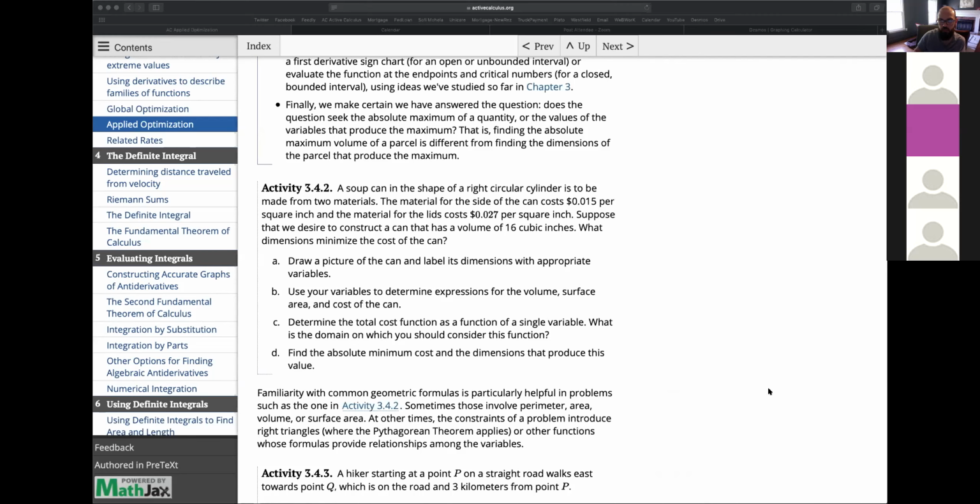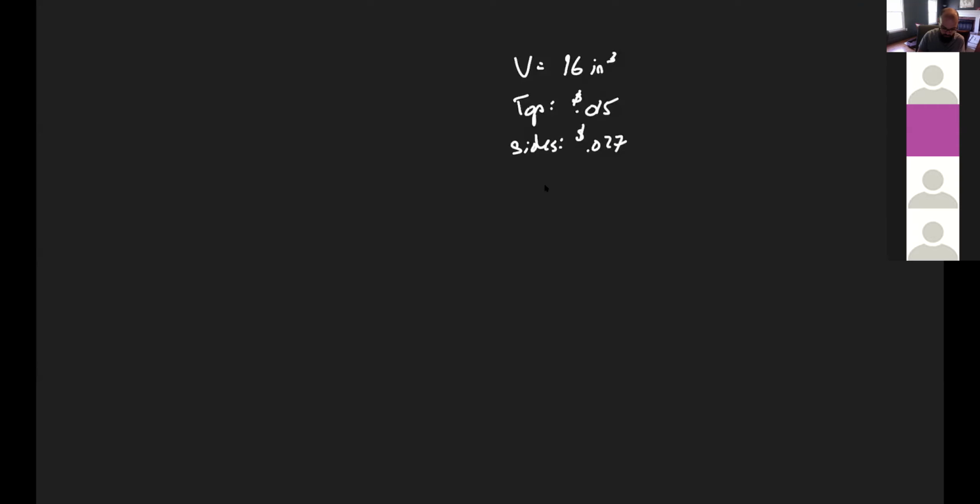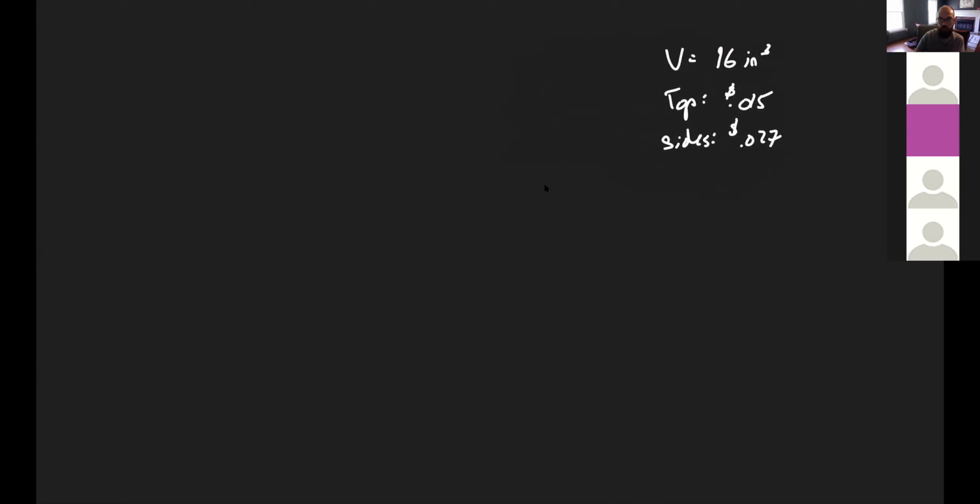So let's jump back over here, Blackboard. Here are some notes for us to think about. So a can, something like this, is a right circular cylinder. We have a can that looks something like this, and we want to figure out what the dimensions of this can are.